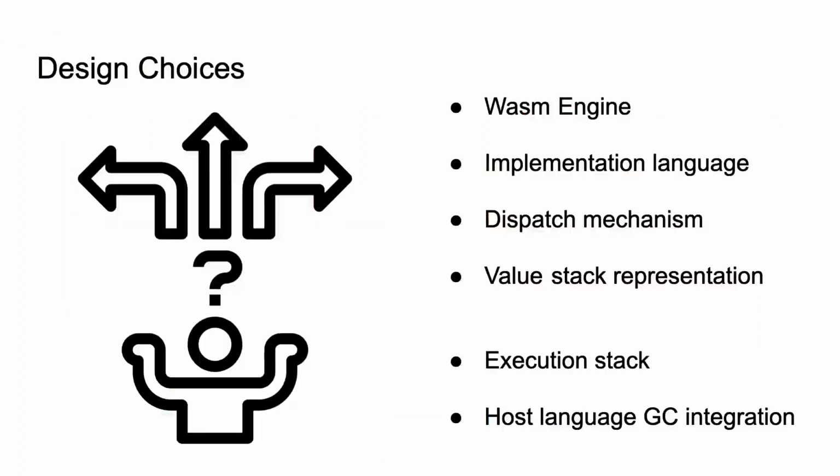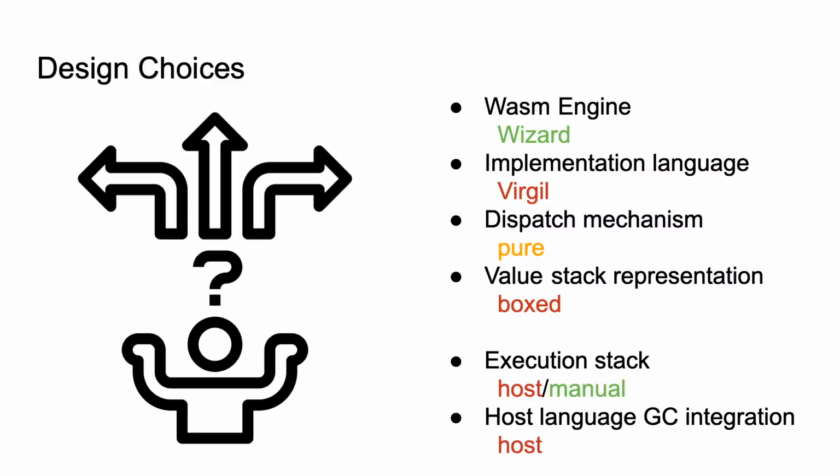All right, now we got a bunch of choices. We got the idea, we need to implement it. So we've got to choose an engine, we got to choose an implementation language, the dispatch mechanism, which is the thing that actually executes the next bytecode in the interpreter, choose a value stack representation, figure out how we're going to make the execution stack of Wasm frames look, and also what we're going to do about the host language garbage collector. So these are my initial design choices.